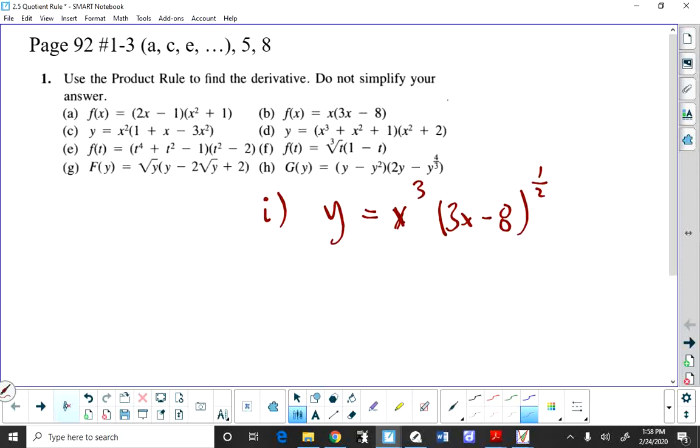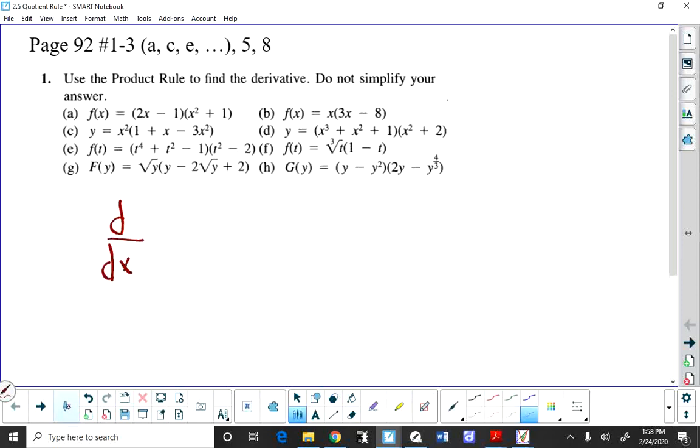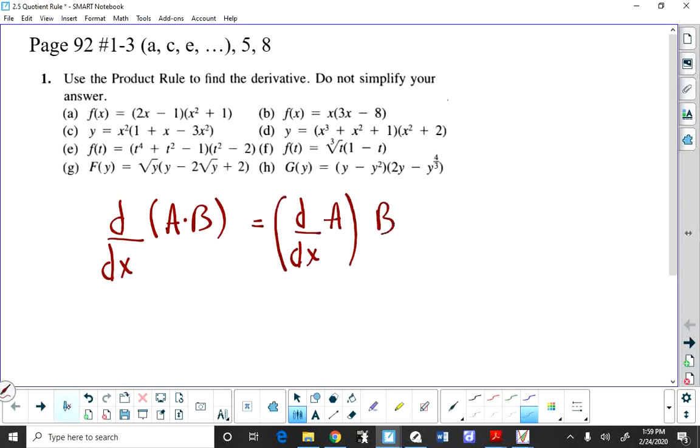Just a quick review here, though. The product rule is the derivative with respect to x of two functions multiplied together is the derivative with respect to x of the first function multiplied by the second function plus the first function multiplied by the derivative with respect to x of the second function. That's the product rule.